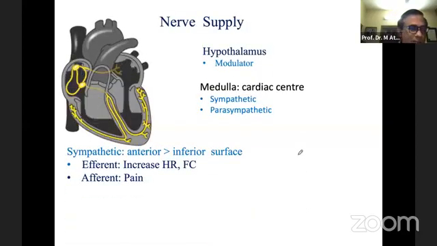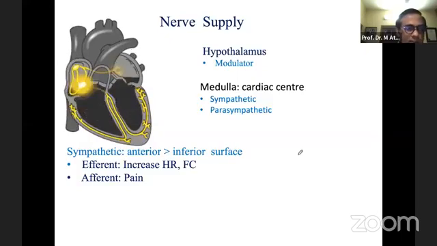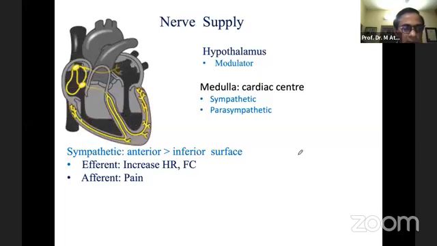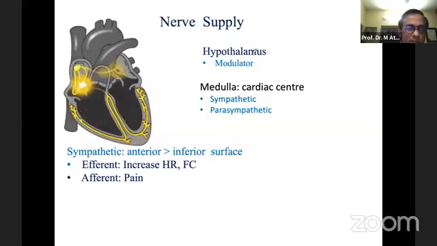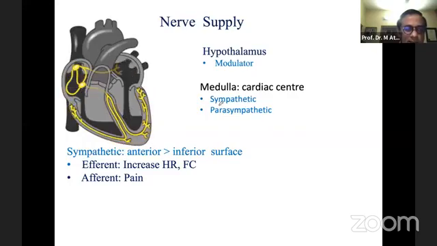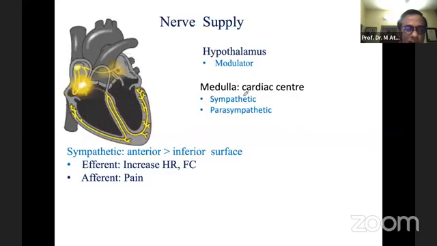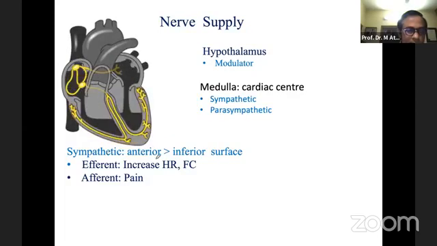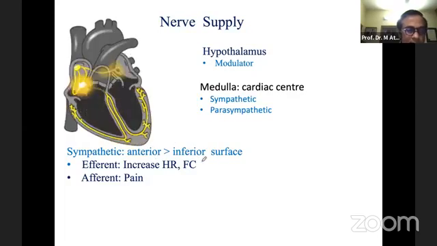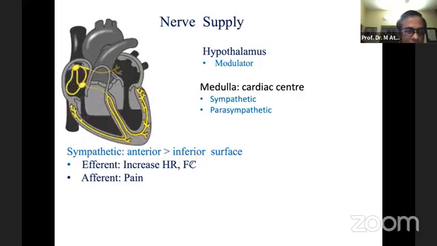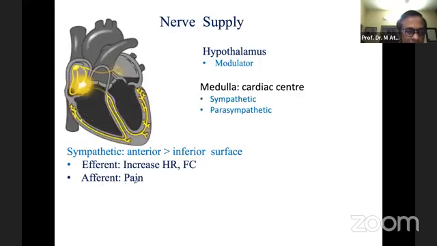And the nerve supply of the heart: the heart is controlled by two systems, the sympathetic system and the parasympathetic system. The modulators of the systems are in the hypothalamus, and there are the cardiac centers in the medulla oblongata, the sympathetic center and the parasympathetic center. The sympathetic supply is predominant on the anterior surface rather than the inferior surface, and this is responsible for the increase in the heart rate and force of contraction, and for afferent pathways for pain conduction.